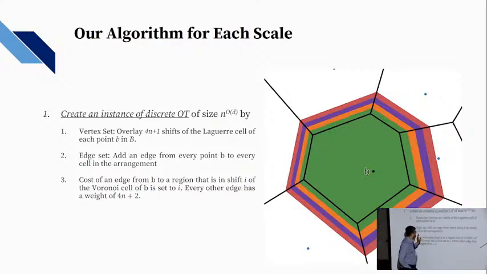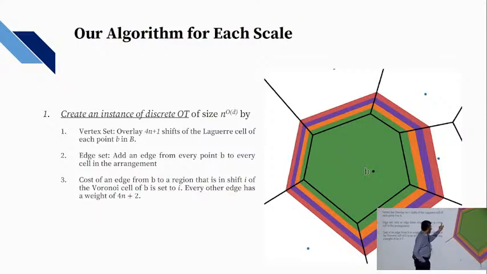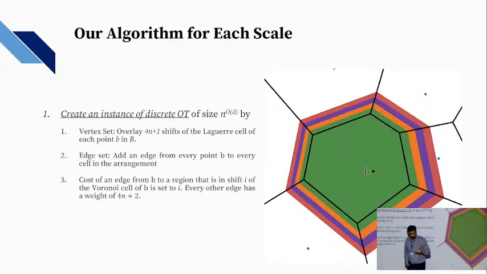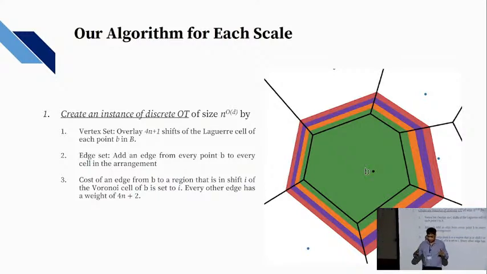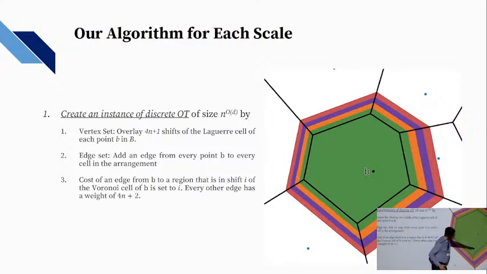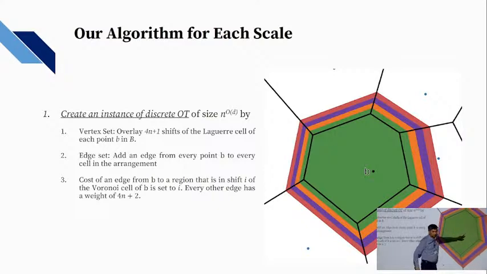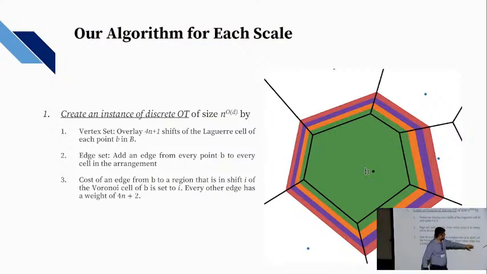And what is the shift? It's just the following. I'll not change the weight of any of the other points, but I'll increase the weight of B by delta. That gives me one shift of my Voronoi cell, which means I'll get an expansion of this Voronoi cell by some value, right? So that would be the one shift. And then to get the 2 shift, I'll increase this by 2 delta, and 3 delta, and 4 delta, and so on. So I'll get 4n plus 1 such shifts.